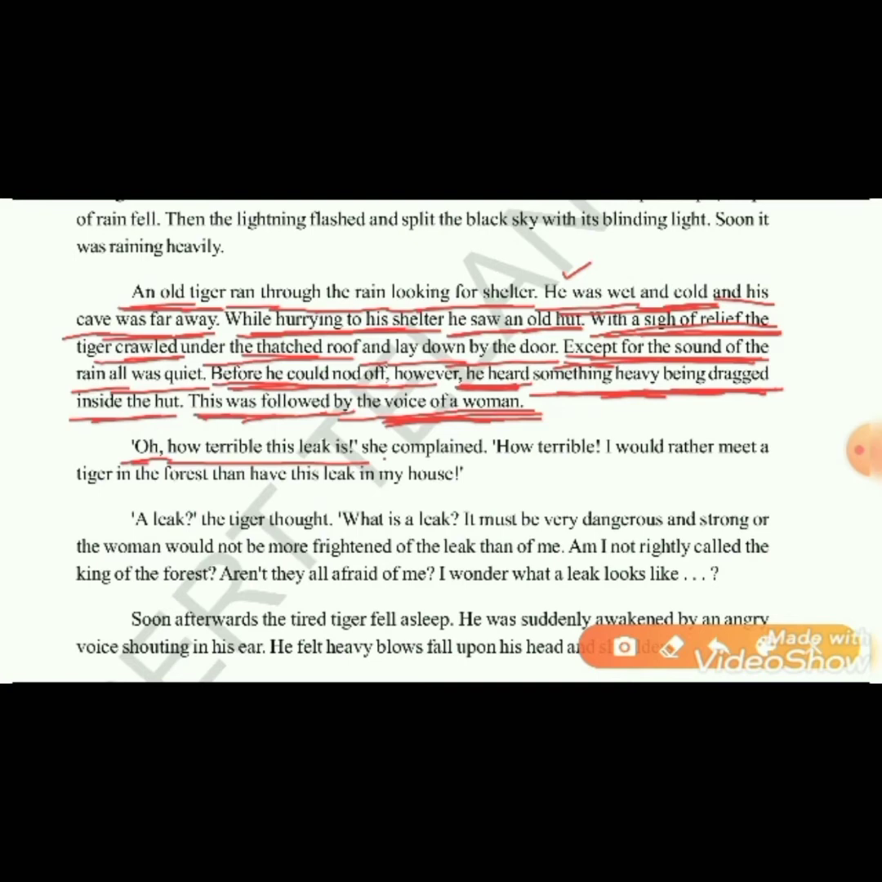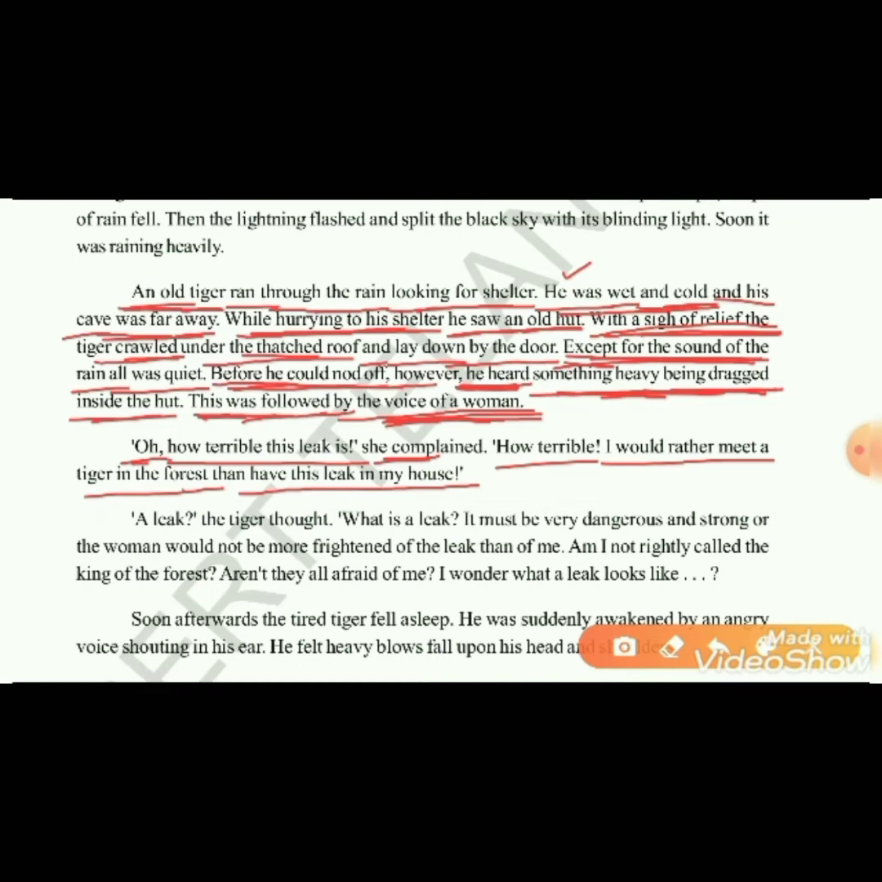Oh, how terrible this leak is. So what was the voice? The voice was worded like this: Oh, how terrible this leak is. So inside the hut, the voice of the lady is heard by the tiger. The woman in the hut complained, how terrible this leak is. I would rather meet a tiger in the forest than have this leak in my house. So the woman is telling, oh my God, how terrible this leak is.